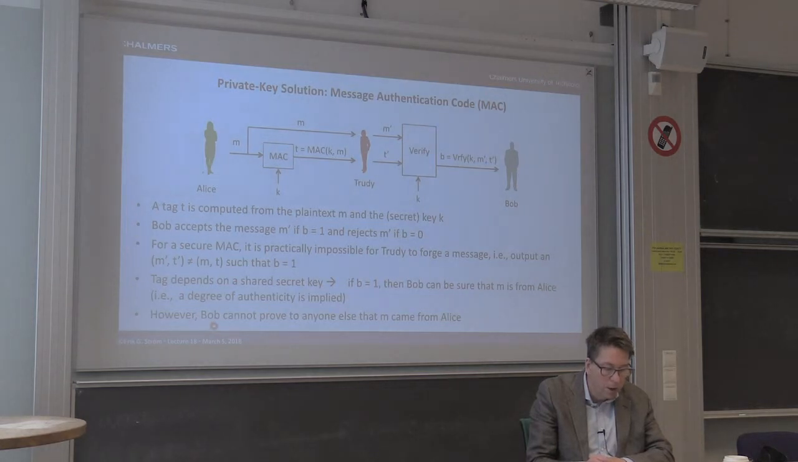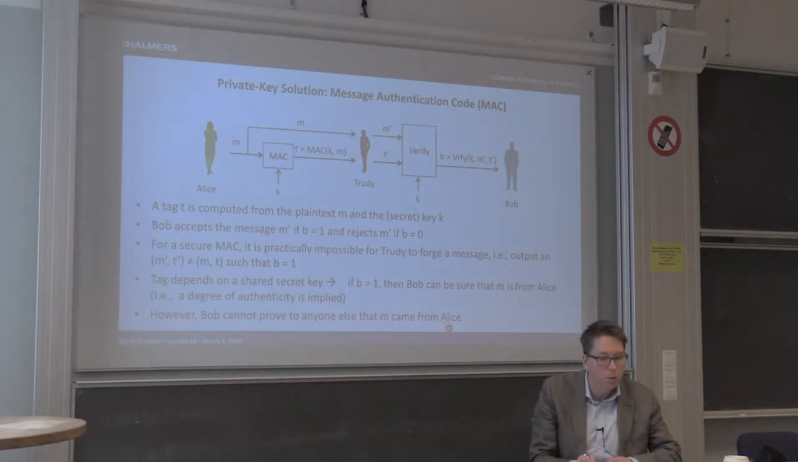But Bob cannot prove to anybody else that message M came from Alice, and this is sometimes something which is important. So if Bob is the bank and receives a message from Alice to say, okay, transfer all the money to this guy, right? And the bank does that, and later on Alice says, well, I didn't say that. Then Bob cannot prove to a court that the message he received was actually from Alice. He can only prove that it came from somebody who has the key, and maybe the key was compromised.